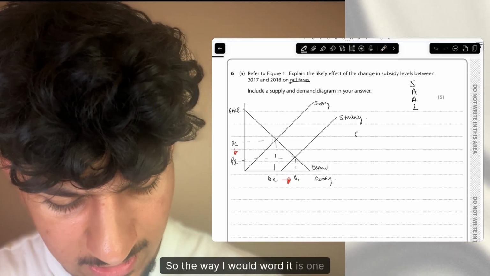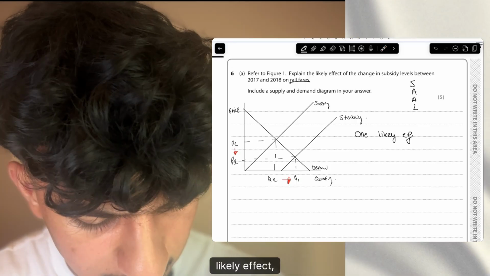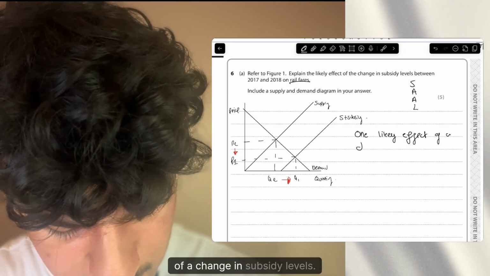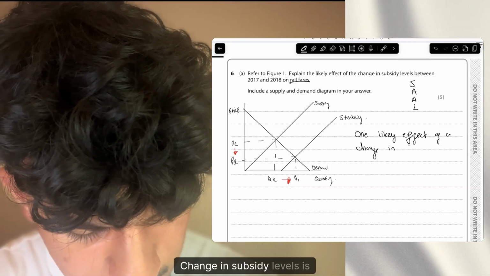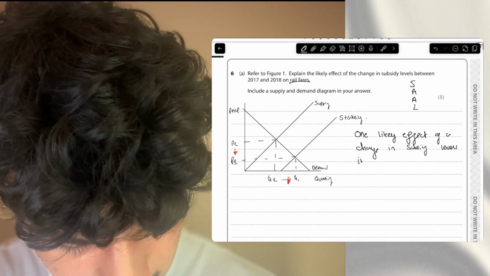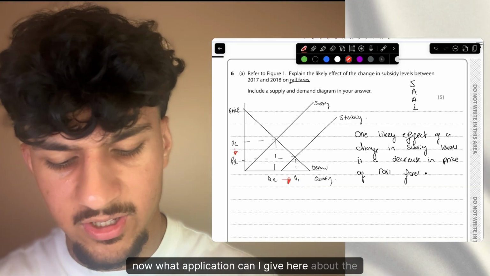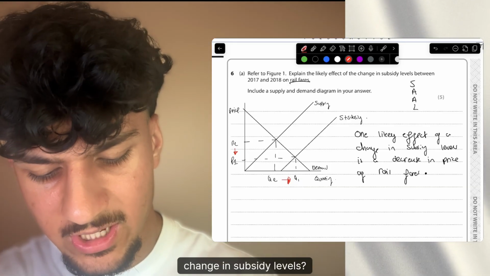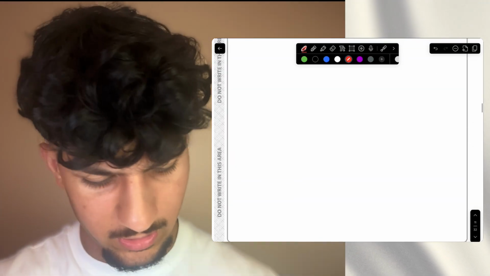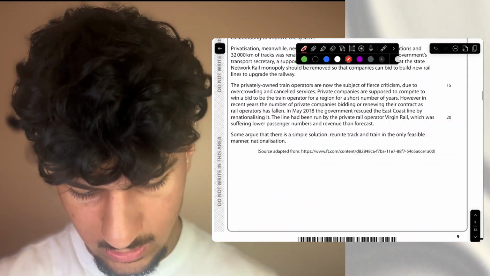So the way I would word it is: one likely effect of a change in subsidy levels. A change in subsidy level is a decrease in the price of rail fares. Now, what application can I give here about the change in subsidy levels? Again, you need to use your context there. So let's look back to the context.